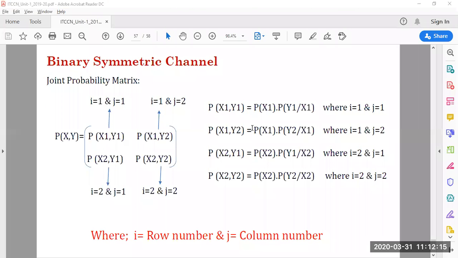This is a binary symmetric channel, so we need to calculate P of x comma y to calculate H of x comma y. So remember, you need to calculate P of x1 y1 using this formula, which is P of x1 into P of y1 by x1. Got this? P of x1 y1 is equal to P of x1 into P of y1 by x1. So which is nothing but what? 0.62.